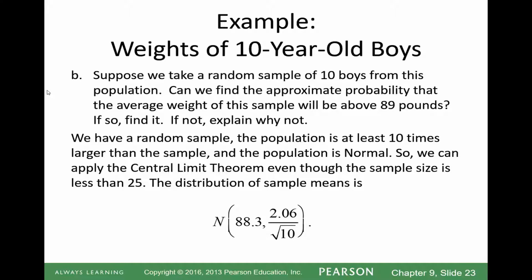Part B: suppose we want to take a random sample of 10 boys. Can we find the probability that the average weight of the sample will be above 89 pounds? We have a random sample. The population is at least 10 times larger than the sample, and the population is normal. So we can apply the central limit theorem, even though the sample size is less than 25. The distribution of the sample means is here. We have your mean and your standard error.